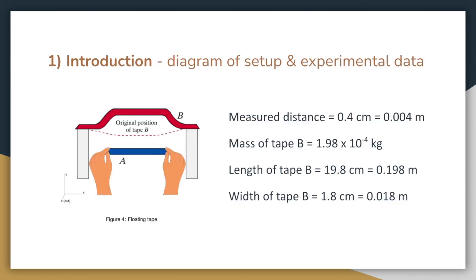So here's a diagram of the setup, where we floated tape B by holding tape A below it. The separation distance between tape A and tape B, as well as the mass, length, and width of tape B are all shown to the right.